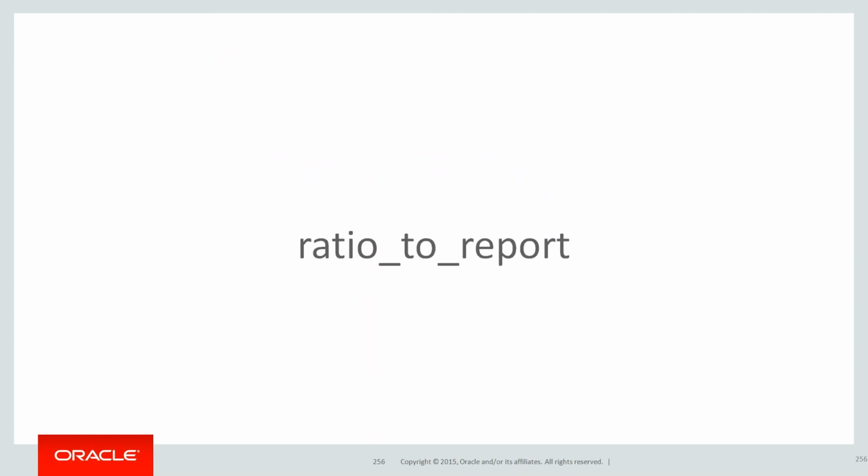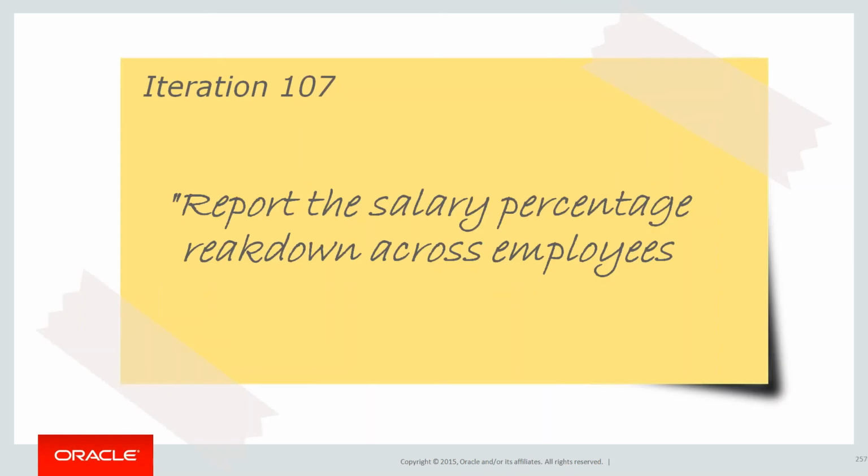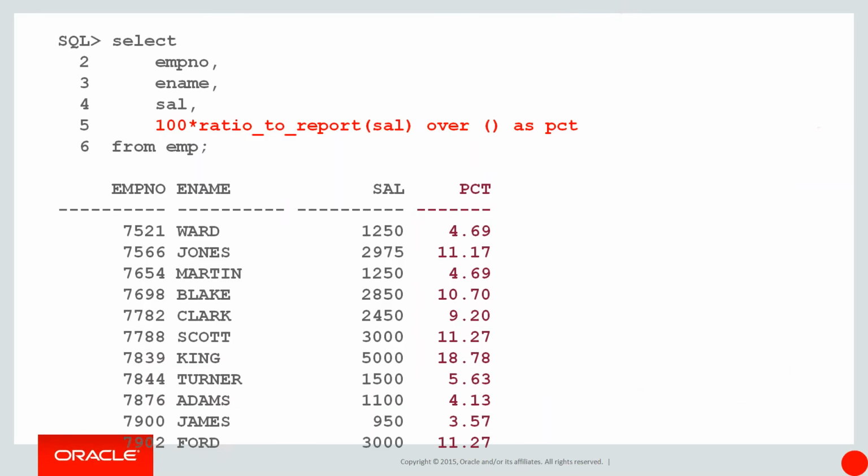There's also ratio to report, which is a nice, simple, really common requirement in Excel, which is show me the percentage that each row consists of compared to all the other rows. So here's our iteration 107. Report the salary percentage breakdown across all employees. It's really easy to do. A ratio to report salary, in this case, over the entire set. So you can see that Ward's salary of $12.50 contributes 4.69% of the entire salaries. Blake's consists of 10.70%, etc. That's a super common requirement that we use in Excel, the percentage over the total.